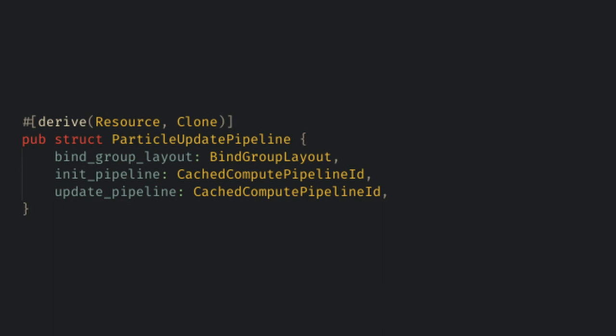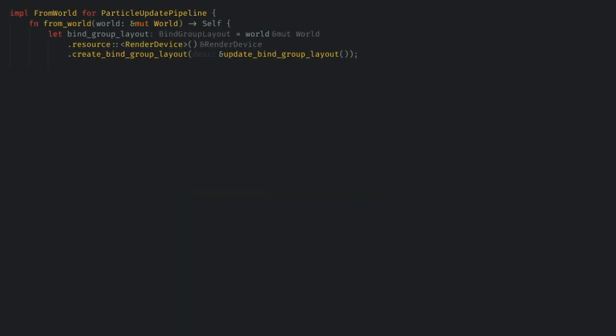So we've now set up our node to run before the camera, and it will dispatch the compute shaders using our pipelines. But we haven't even made a pipeline, so let's do that next. Remember the particle update pipeline resource that held the pipeline IDs? It's time to initialize that resource. Here, we're going to use a FromWorld implementation, which lets us create a resource using anything in the ECS world. Specifically here, that'll be the render world.